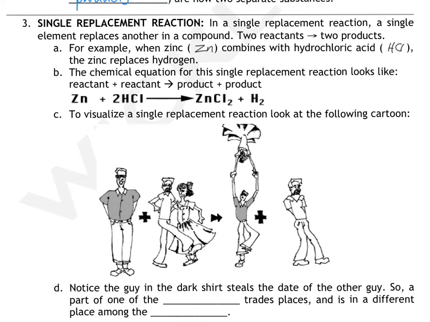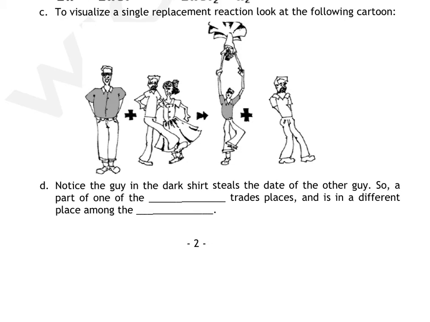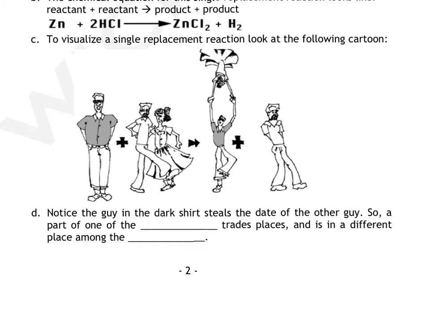You can visualize it in terms of like an old-timey school dance, where you have one guy who doesn't have a partner right here, and then we have a dancing couple, but they can switch so that these 2 men can change places, and the man in the white shirt could be alone, whereas the man in the dark shirt could be dancing. So that's a single replacement because only one replacement was made, meaning this guy replaced this guy. There's your one replacement. So a part of one of the reactants has traded places and it's in a different place among the products.